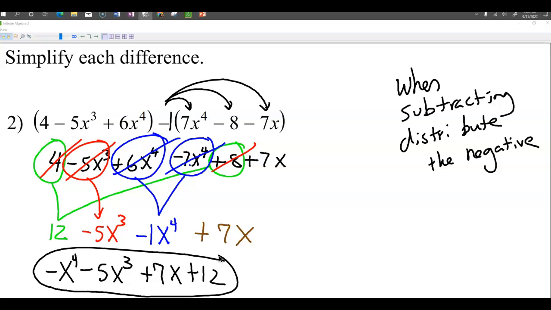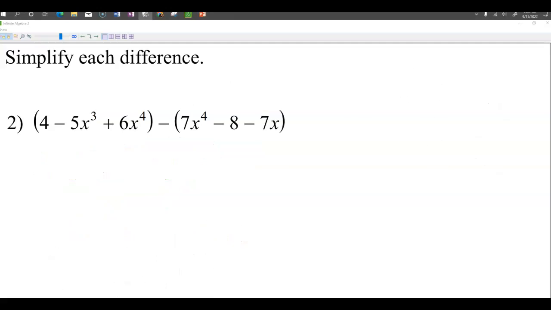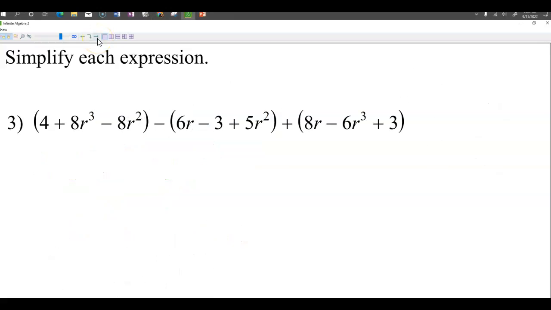Okay. Last example. Here we go. All right, so why am I including this one? Well, just showing you, it doesn't have to be just 2 polynomials. It could be 3. So we're combining 3 polynomials here, okay? 3 trinomials, to be precise.